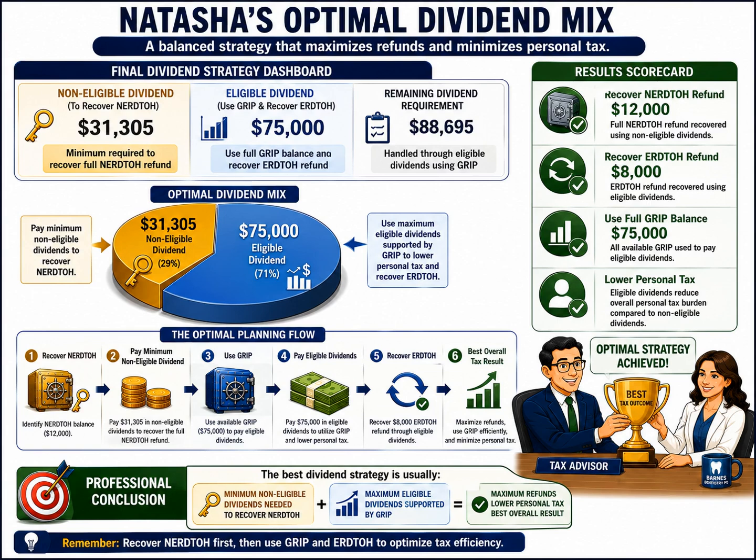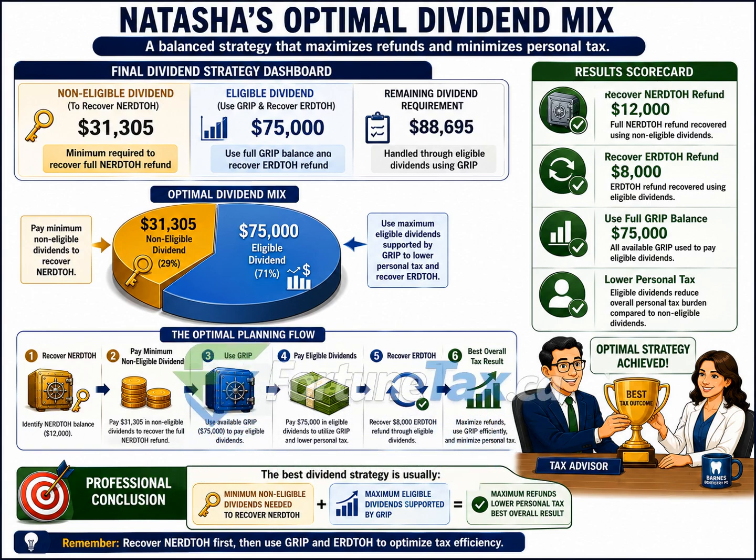Now look at the pie chart in the center of the slide. The optimal dividend mix consists of two parts. Approximately $31,305 of non-eligible dividends and $75,000 of eligible dividends. The non-eligible portion exists because NERDTOH requires it. The eligible portion exists because GRIP supports it, and because it generally produces a better personal tax outcome. This combination achieves multiple objectives simultaneously.